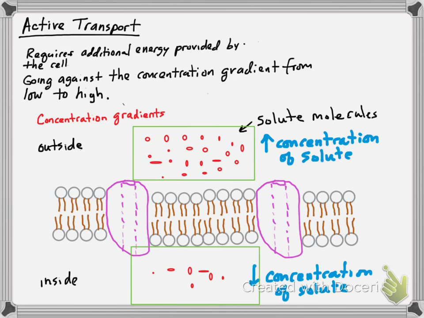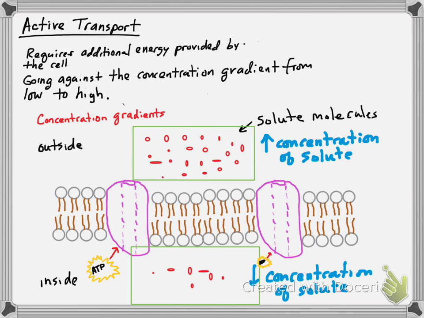So now we're going to take the lower number of molecules and we're going to move those outside to where there's already more of them. And to do that requires energy. And energy comes in the form of ATP. Remember, cells take in sugar, and the sugar is converted into these little molecules called ATP when the cells do cellular respiration in the mitochondria.